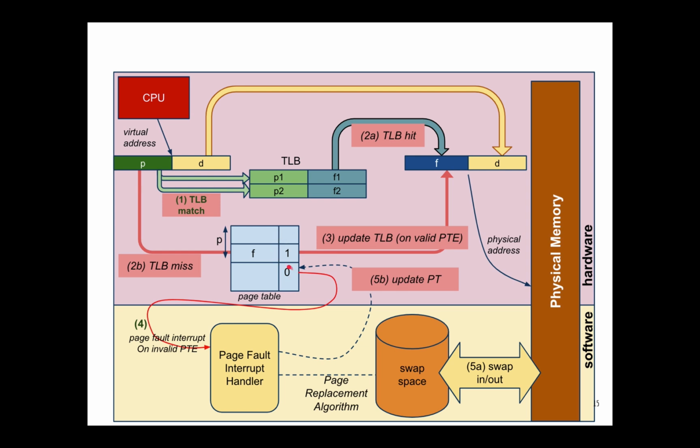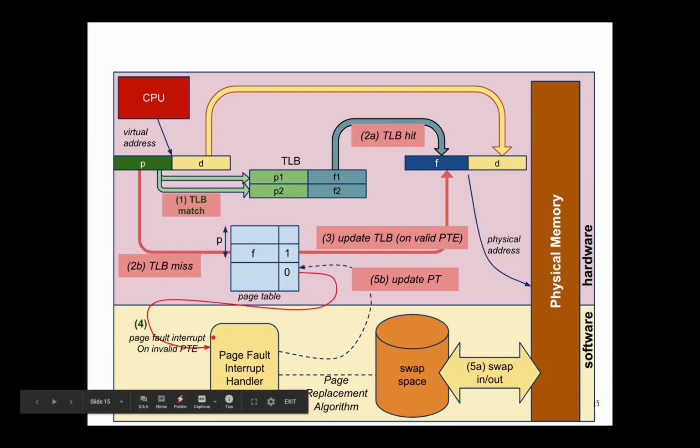Now, if the page is not resident in RAM, shown as step 4, the MMU hardware will trigger a page fault interrupt. And again, the work of the MMU stops here. So the next few steps will be the actions done in software.